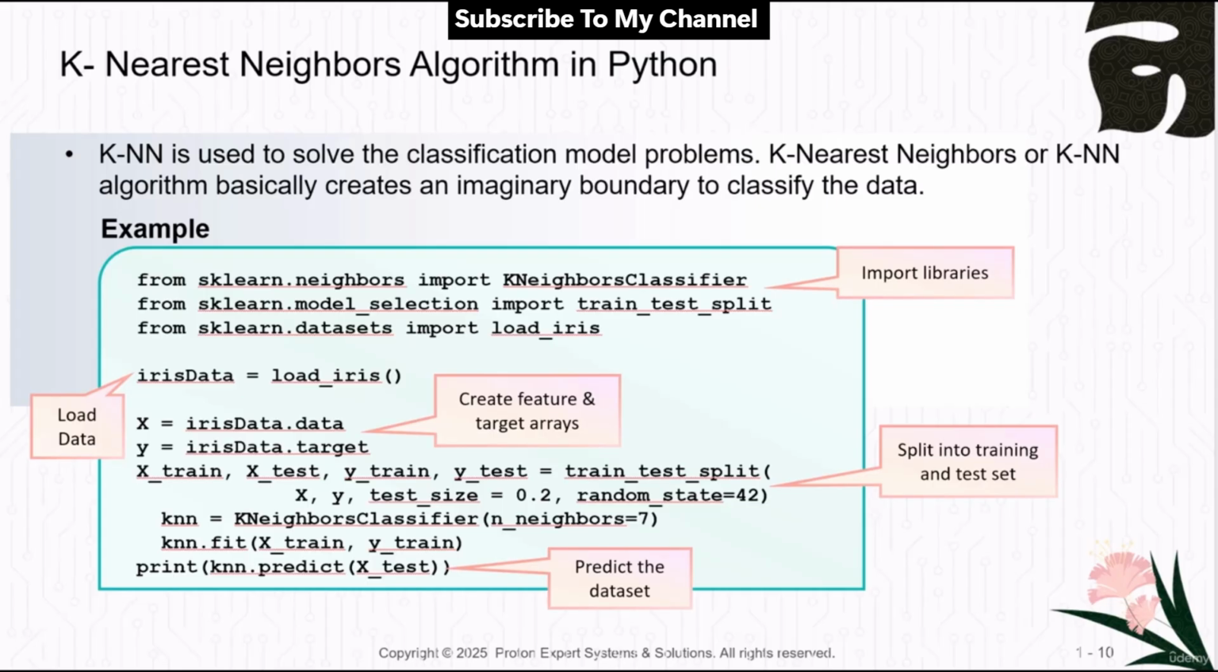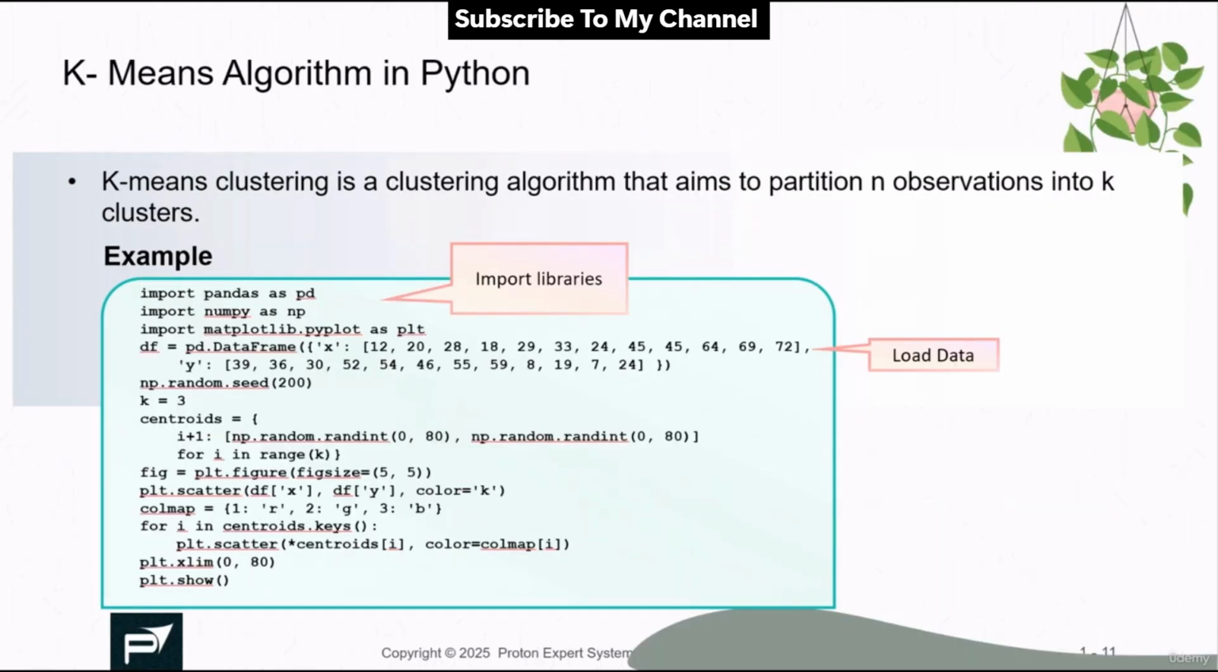This slide will brief about the k-means algorithm in Python. K-means clustering is a clustering algorithm that aims to partition observations into k number of clusters. The steps to do the k-means algorithm are initialization, assignment, and update. This example illustrates the k-means algorithm.